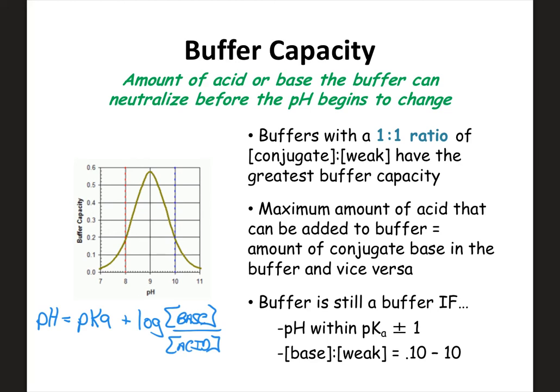So if a question says, is this buffer still a buffer? All you do is take the concentration of your conjugate divided by the concentration of your weak acid, right? Just this part of the equation, essentially the concentration of one divided by the concentration of the other. If you get a number that's between 0.1 and 10, then you know that the buffer is still working. So that's just something you need to watch out for. If a question asks that, just quickly divide those two concentrations and see if the answer falls in that range, and then you'll know that the buffer is still working.